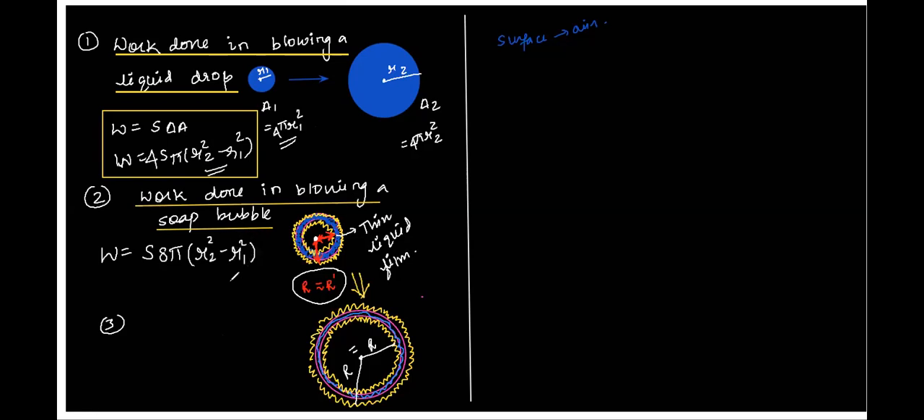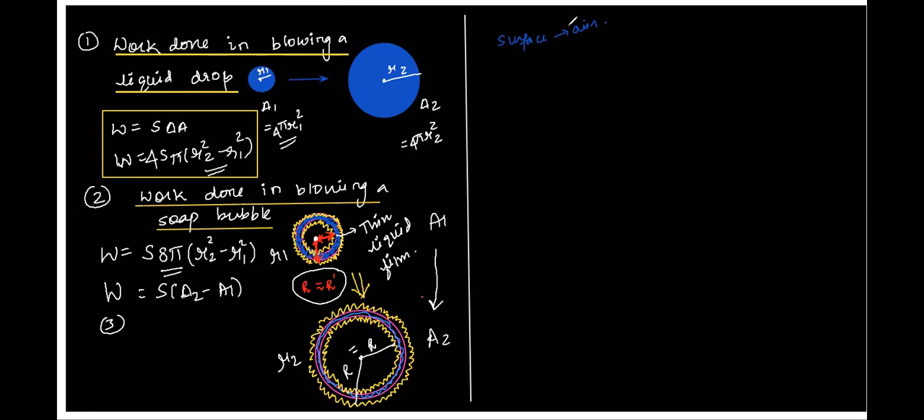Change of surface area. Let's say here the radius was r1, then the radius became r2, and the surface area changed from a1 to a2. So I can write S times a2 minus a1. So S times delta A, or a2 minus a1, is the work done in blowing the soap bubble. And in the case of area, we are actually taking the total area, that is for the inner surface and for the outer surface.